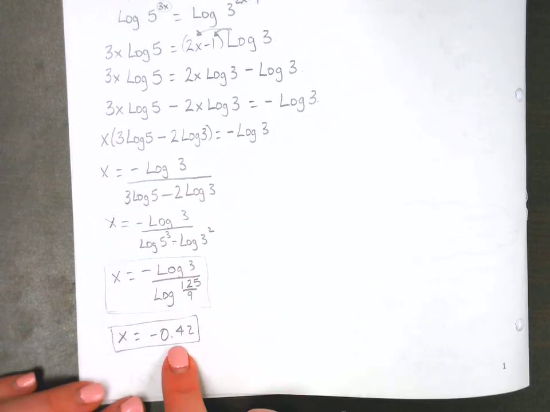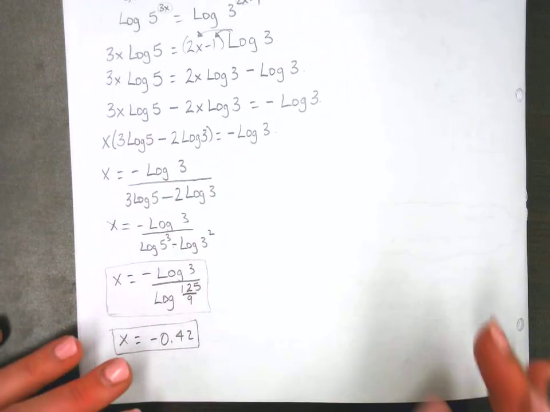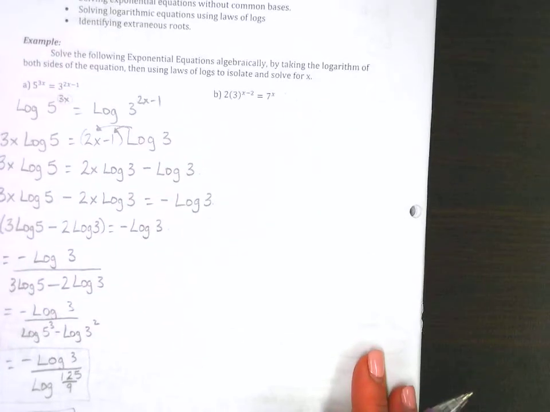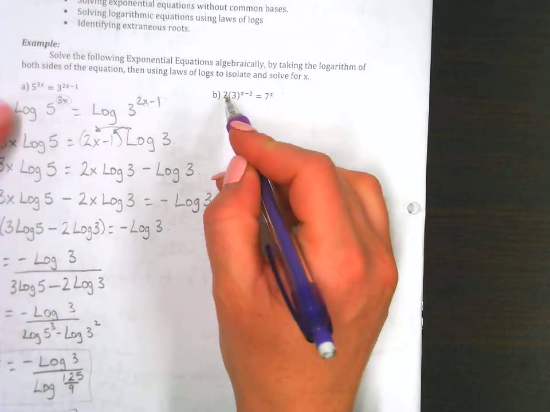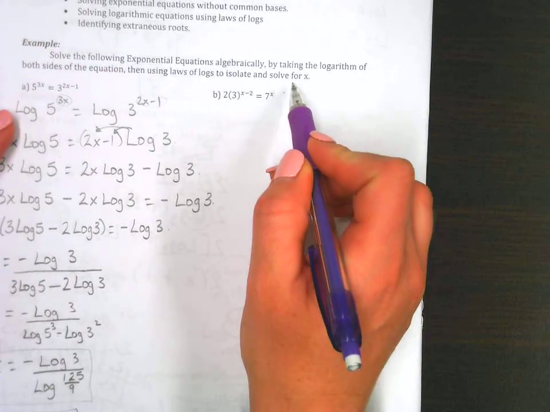If we're given 2 times 3 to the power of x minus 2 equals 7 to the power of x. I'm just going to shorten this up a little bit so we have some room here.